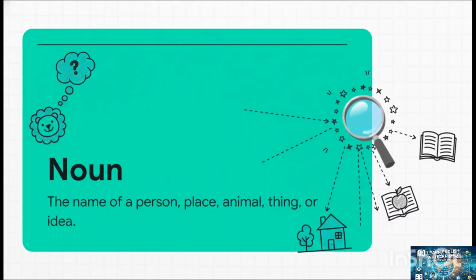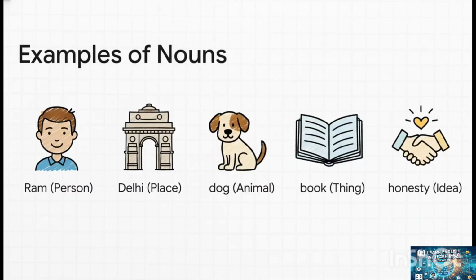The rule of thumb is easy. If you can name it, boom, it's a noun. And just look at the variety here. A noun can be a specific person like Ram, a massive city like Delhi, an animal like a dog, an object like a book, or even something you can't physically grab like honesty. They really do cover the whole shebang.